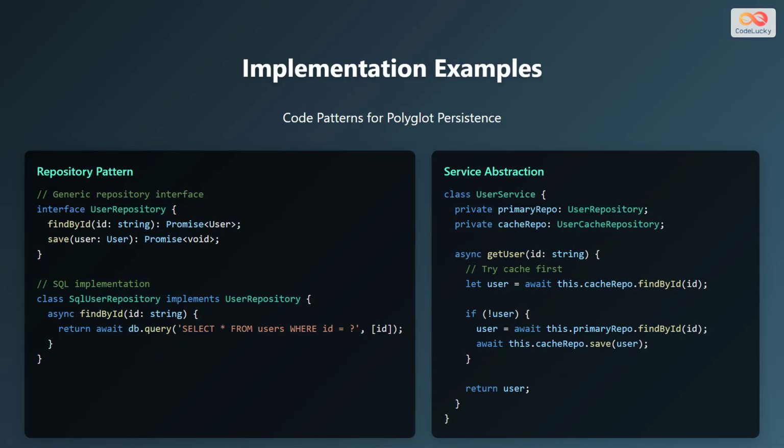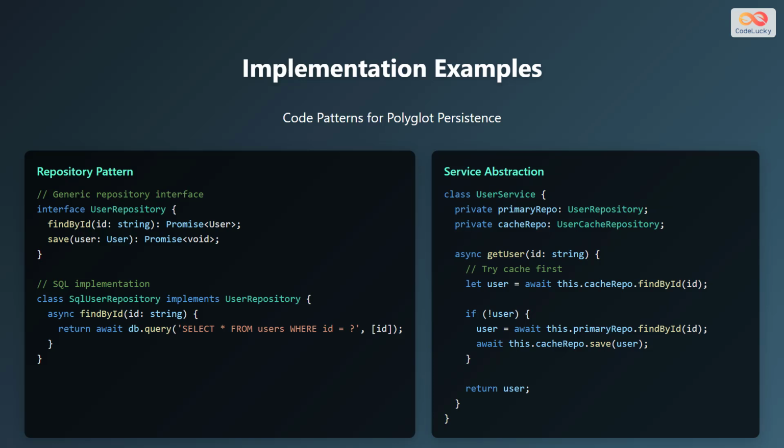Here are some implementation examples, code patterns for Polyglot Persistence. Starting with the repository pattern. Here we define a generic repository interface with methods like find by ID and save. Then we provide an SQL implementation of this interface.